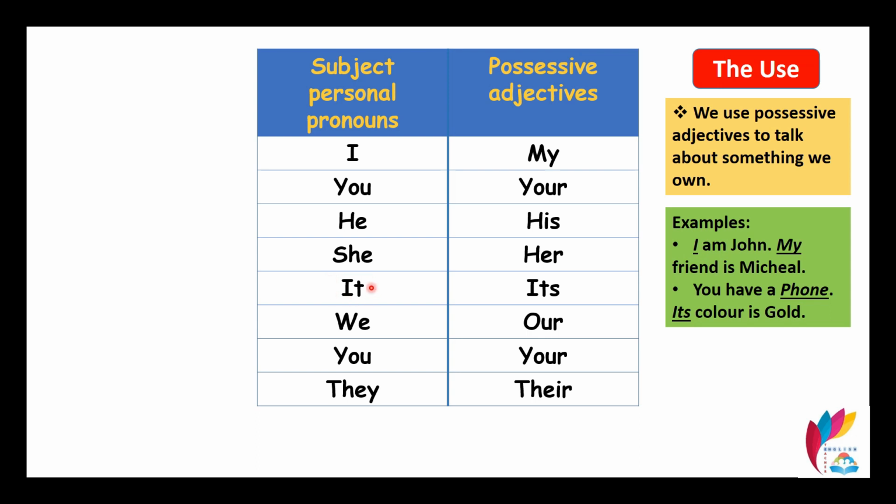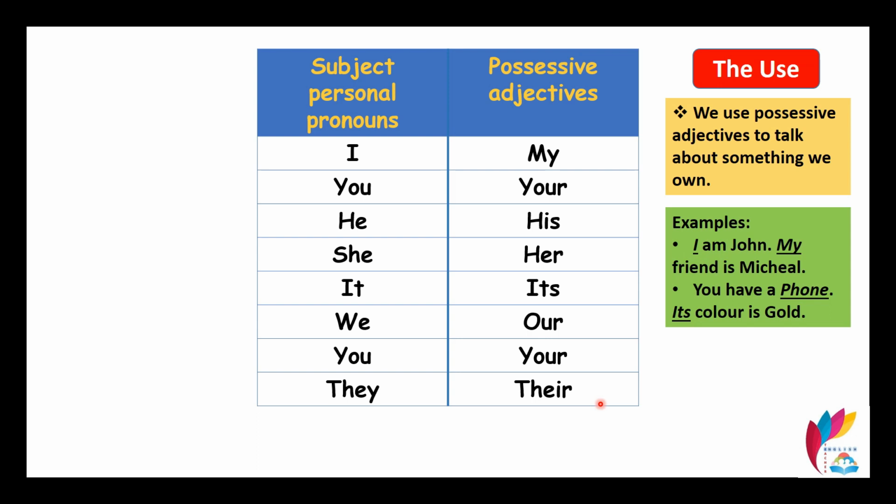"It," of course, is for animals or things. It has a ball, so it's its ball. For example, the cat's food, its food, okay? We have a car, so it's our car. You have a car, so it's your car. And this is, of course, "you" for the plural, and this for singular. They have a car, their car.